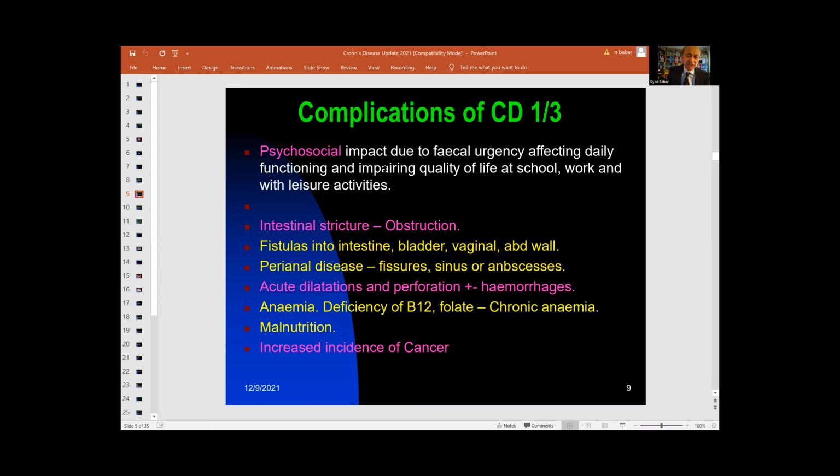On some occasions, the intestinal strictures lead to actual mechanical obstruction, leading on to dilatation, perforation, and hemorrhages. Whilst all of this is going on, obviously the absorptive capacity of the small intestine is considerably compromised, leading to malabsorption features.